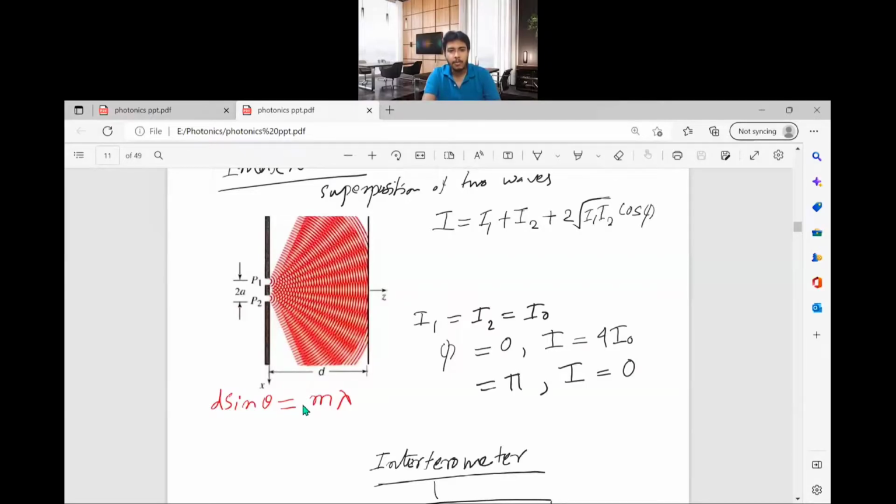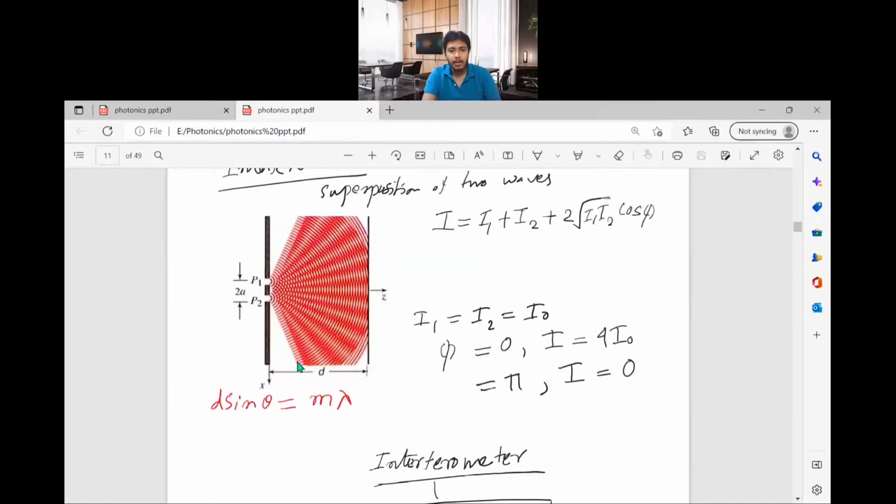So d sin theta will be equal to m lambda, where m is the position of the minima from the center, and lambda is the wavelength, and d is the slit separation. Okay, the small d is the slit separation, and theta is the angle the wave is making with the center line.